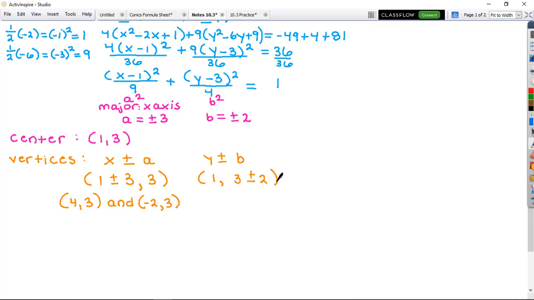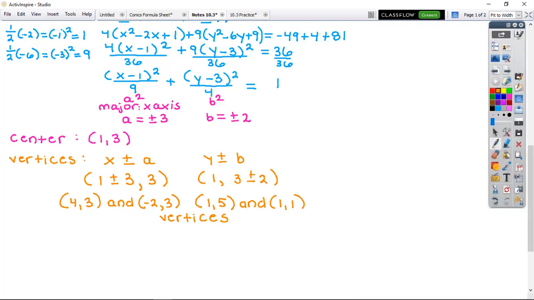And I always do the major first. So we're going to have 1, 5. And the second one is at 1, 1. And again, these are your 4 vertices. And I am going to have you do a picture for this one, just so that you have a visual of what this looks like. So they're all 4 vertices.